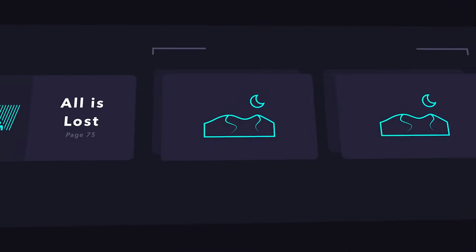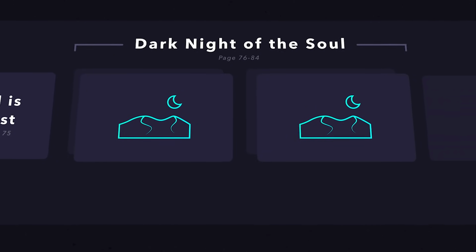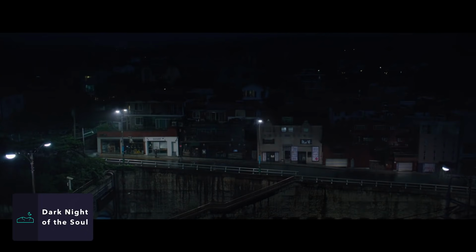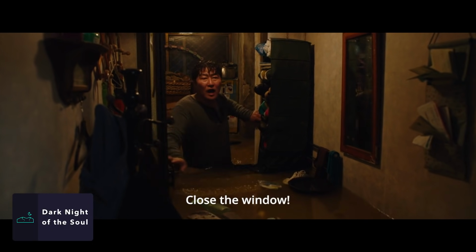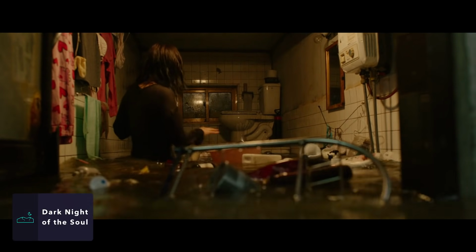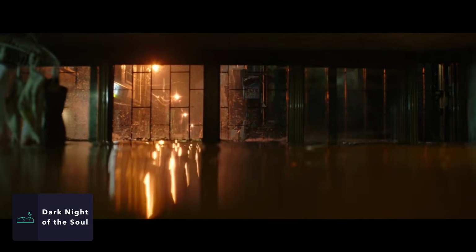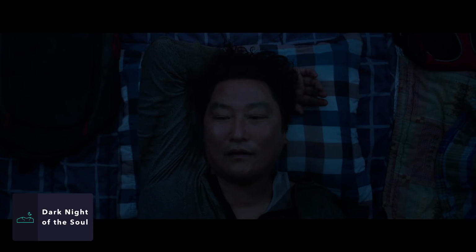The next beat is the dreaded Dark Night of the Soul. With hope at its lowest, the heroes must reflect on whether they can actually achieve their goal. The Kims escape, only to find everything they own destroyed. They now have less than when they began, which allows the A and B stories to collide and the theme to be discussed. After everything that has happened, is upward mobility truly possible? If so, at what cost? Gi-taek, the mentor, shares his answer.